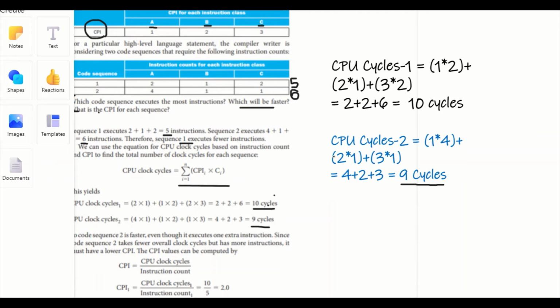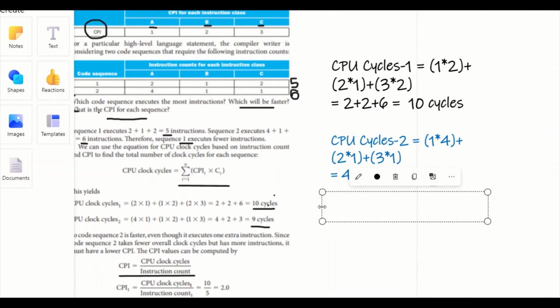Now, the question is asking what is the CPI for each sequence. The CPI for class A, class B, class C is given, but the CPI of the entire program, the whole program. What is the formula? Here is the formula, CPI for the whole program. I'm asking what is the CPI of program 1 and what is the CPI of program 2. So the formula is given.